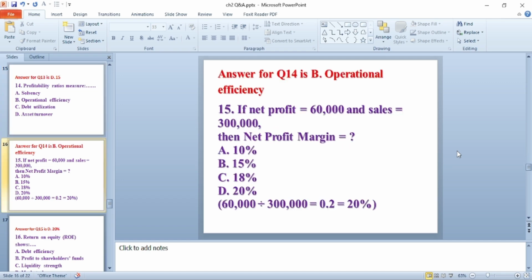Question number 15. If net profit is 60,000 and the sales is 300,000, the net profit margin is equal to dash. To calculate the profit margin, we have to divide net profit by sales. So 60,000 divided by 300,000 is equal to 0.2, which means 20%. The answer is D.